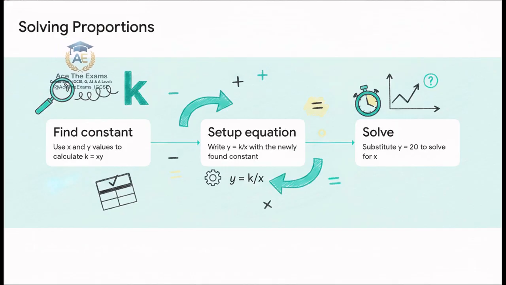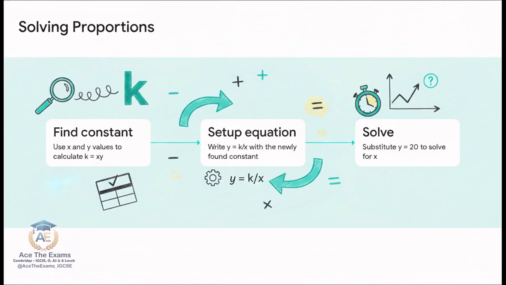If we use our complete pair from the table, where x is 8 and y is 4, we just multiply them together. 8 times 4 gives us a constant k of 32. Now we rewrite our master equation for this specific problem, y equals 32 over x. This customized equation is now our ultimate tool.